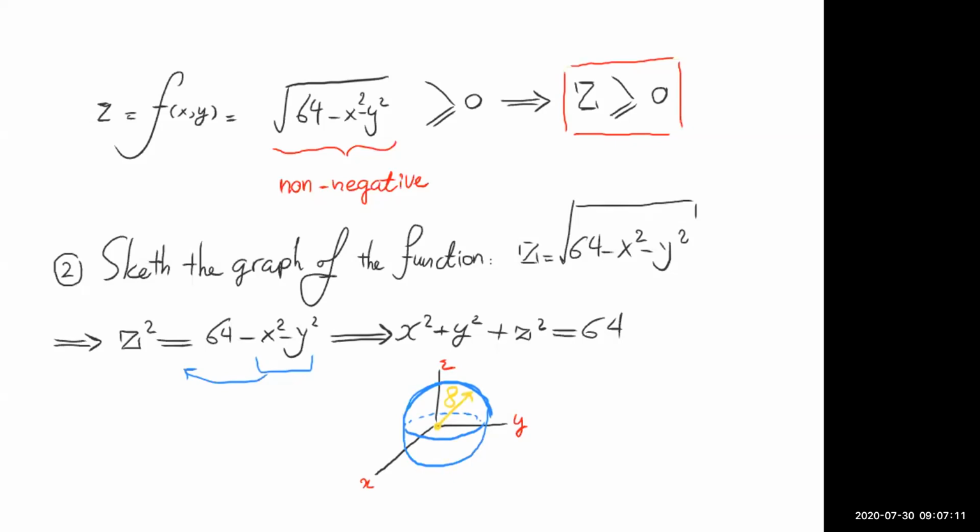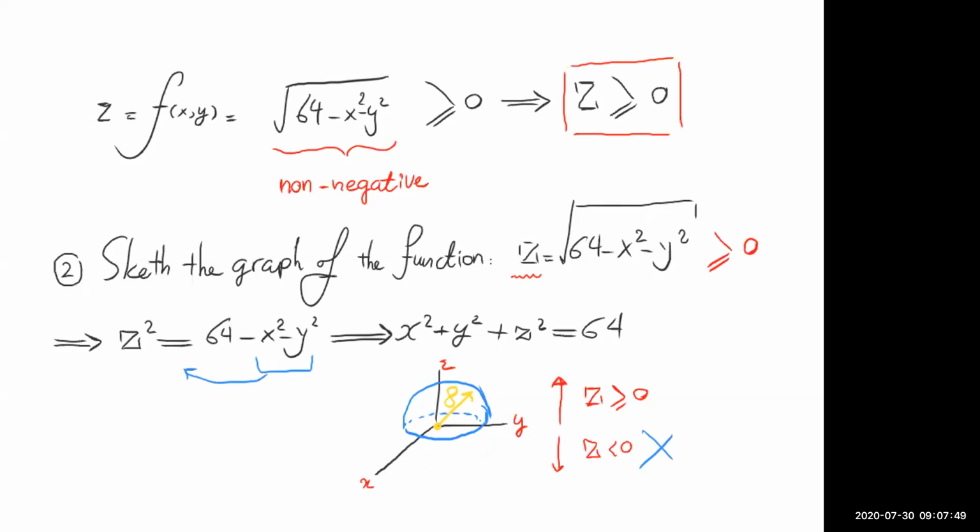Okay. But note that here we said z is always greater or equal than 0. So above this xy plane, z is greater or equal than 0. Below this plane, z is negative. So we don't have z negative. z should be greater or equal than 0. So this is not a part of the graph. This is the graph of the function.